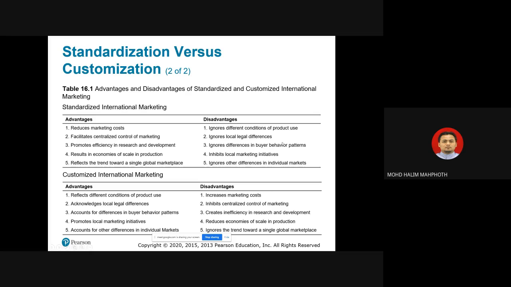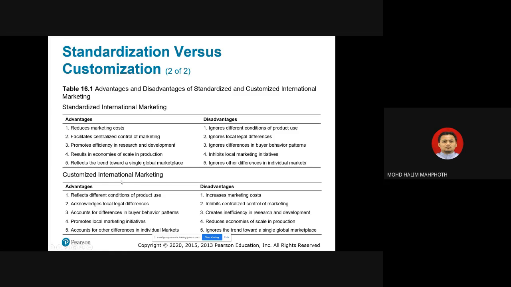Ignore different conditions of product use because we know we are dealing with different consumers, different nations. Ignore local legal differences, because you have standardized your product. Ignore differences in buyer behavior patterns, inhibit local marketing initiative, and ignore other differences in individual markets. Exactly. For the disadvantage, you fail to understand your consumer. That is the conclusion.